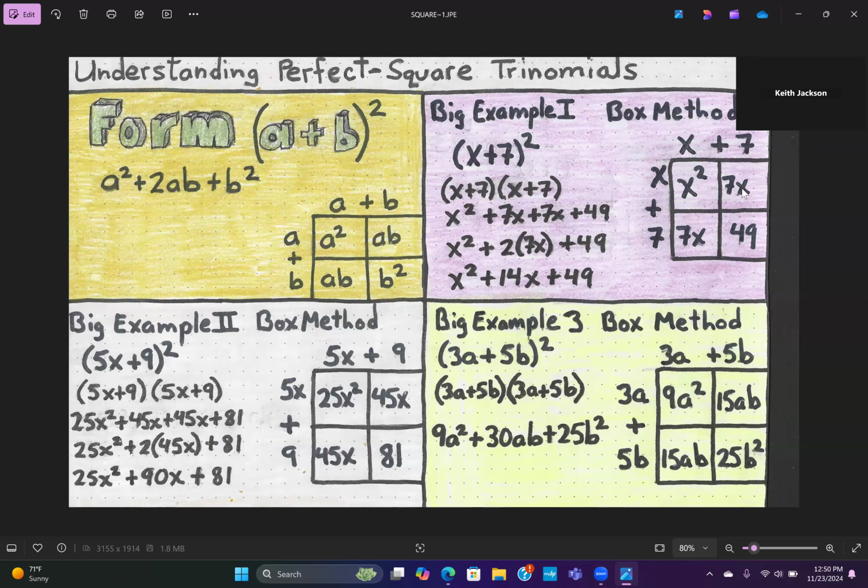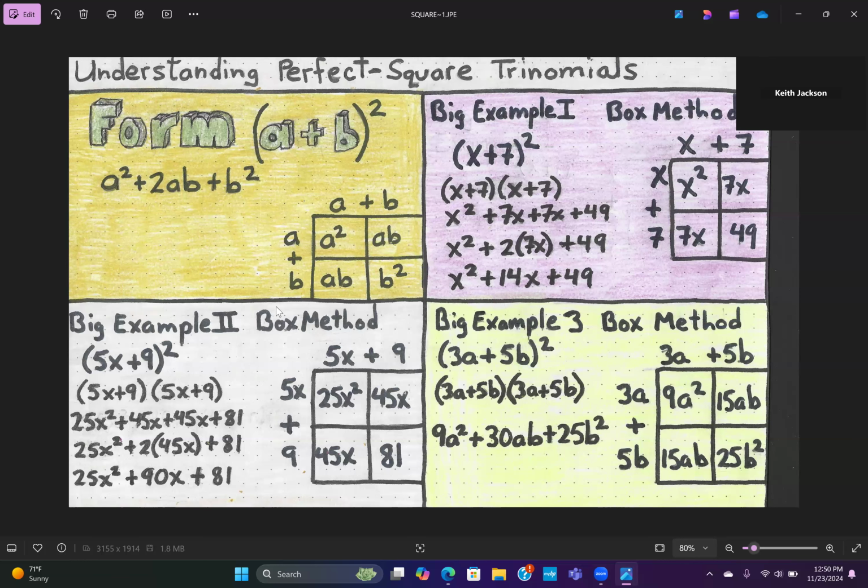Keeping in mind that 7x plus 7x will give us 14x for our middle term, while x squared will be right out front, and 49 will be our last monomial. And so we have a monomial of x squared plus the other monomial of 14x plus the third monomial, 49. And so we have x squared plus 14x plus 49 as our perfect square trinomial for example 1.